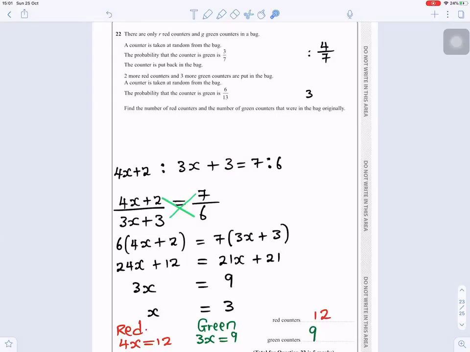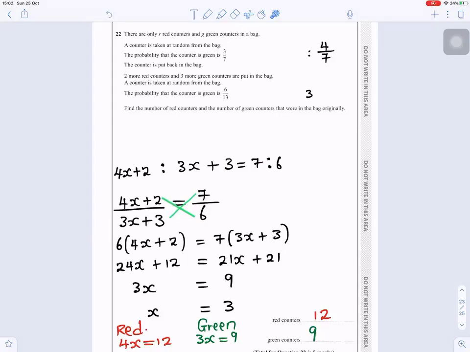A counter is taken at random from the bag. The probability that the counter is green is 6/13. If it's 6 out of 13 to be green, 13 minus 6 is 7, so there will be 7 red. We need to find the number of red counters and the number of green counters that were in the bag originally. So you added 2 more red counters, so 4x plus 2, and added 3 more green counters, 3x plus 3. That equals the ratio 7 to 6, because 6/13 is the probability of green, and 7/13 for red. So the ratio of 4x plus 2 over 3x plus 3 is the same as 7/6.